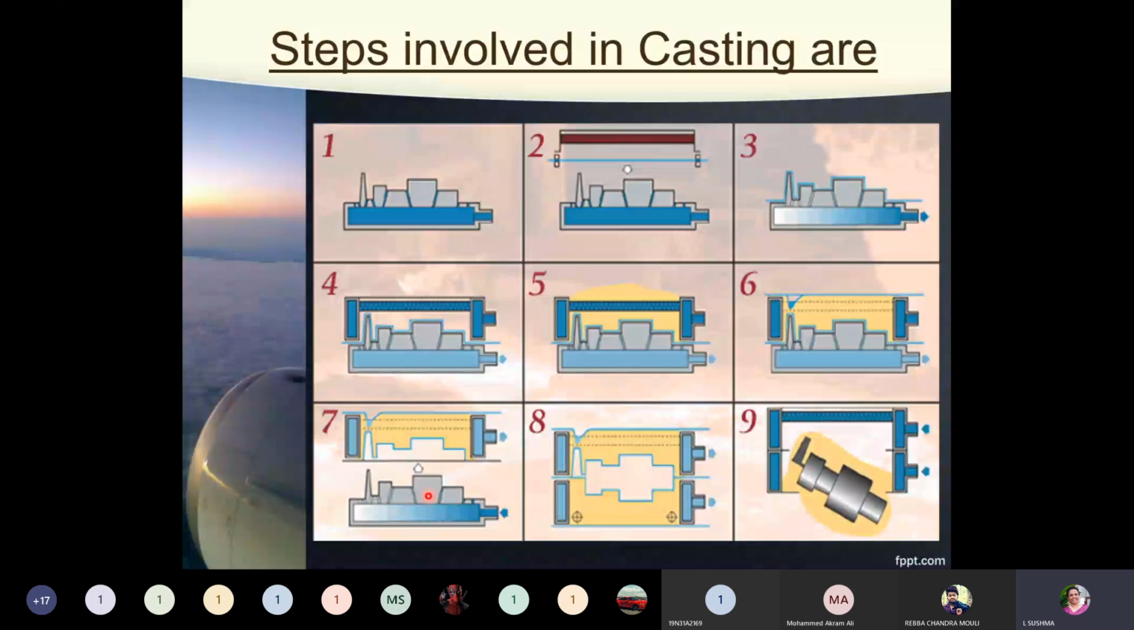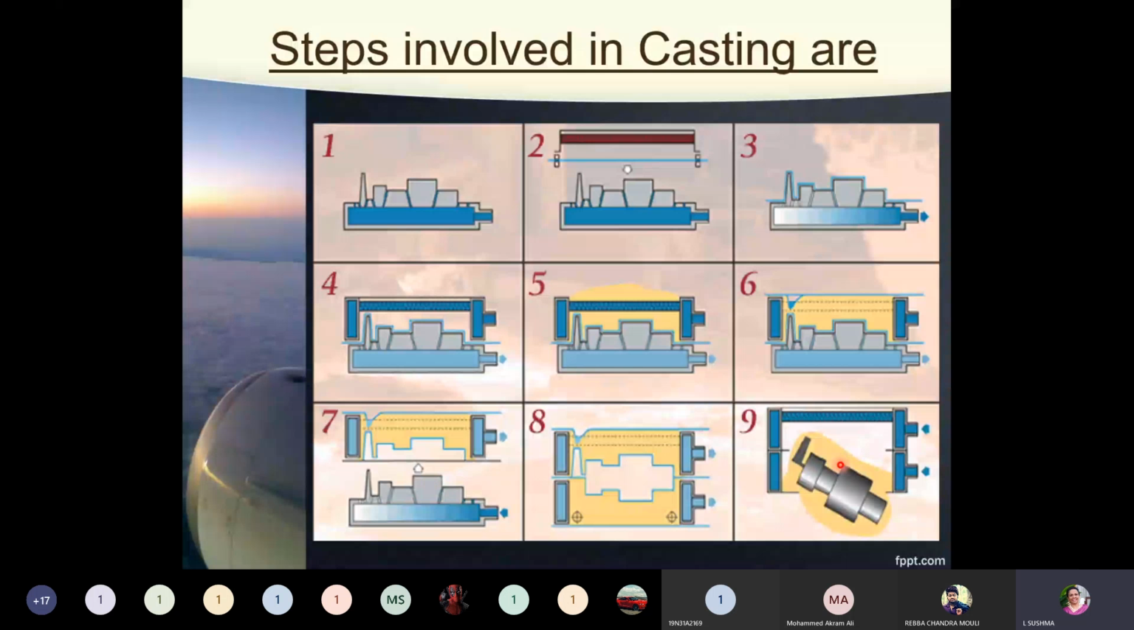Even if the pattern is removed, this mold is nothing but a hollow cavity. That hollow cavity will have the shape of whatever pattern is there. You understood, right? So this is your pattern, that shape only it is having. When you pour the molten metal, the metal will go into this and finally you will get a casting like this, only after cooling.